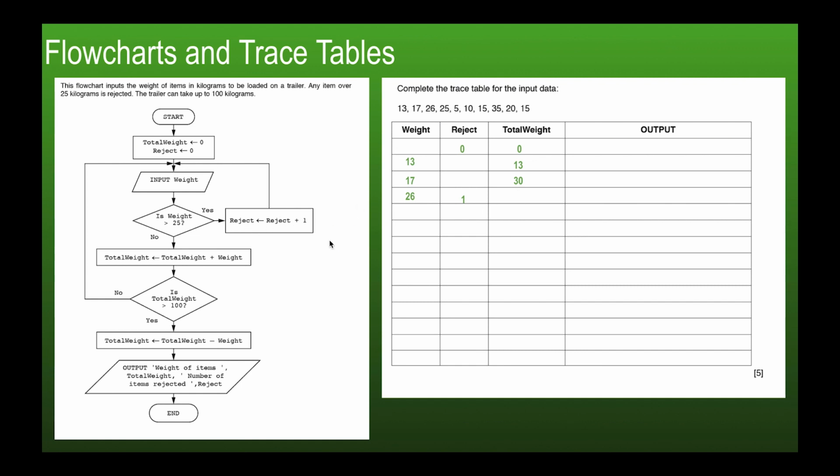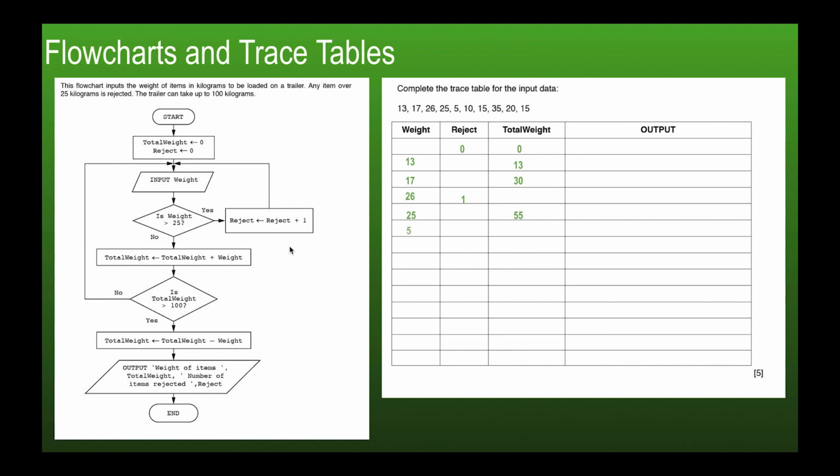Next number, 25. Is 25 greater than 25? Ooh, little trick question. It is not. It is equal to 25, but it is not greater than 25. So therefore it will not be rejected and will be added to the total weight. So 30 plus 25 would make 55. Is it over 100 for the total weight? Nah. So back around we go.